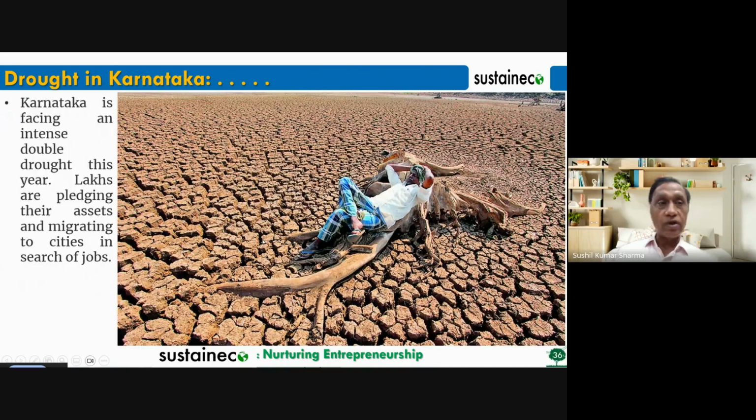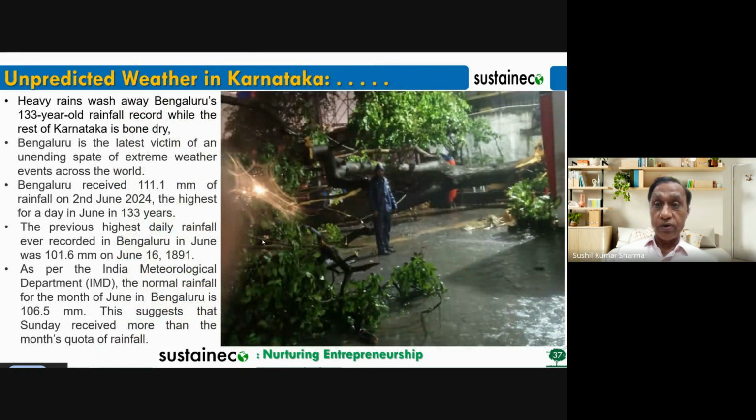Karnataka situation is not much different, it is facing an intense double drought this year. Lakhs are pledging their assets and migrating to cities in search of jobs. The state has estimated losses to the tune of more than 35,000 crores of rupees. So this is about the two states who are suffering seriously with drought this year.